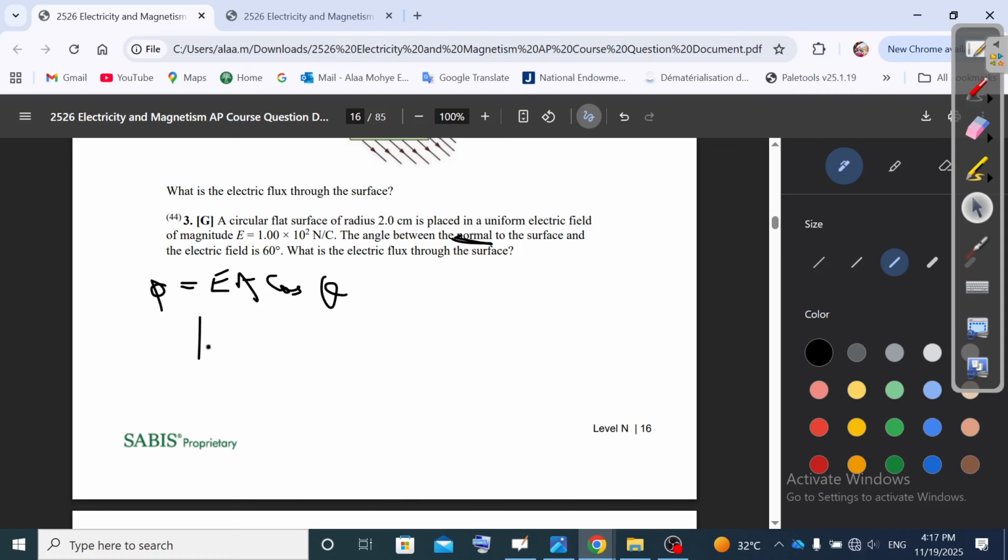So the electric flux is your famous E A cosine theta. So it's just 1 times 10 to the power of 2 times your cross-sectional area. Since it's circular, it's going to be pi and the radius, which is 0.02 meters squared, times your cosine 60. Let me just plug it in the calculator. So 100 times pi times 0.02 squared times cosine 60, you get minus 0.119.